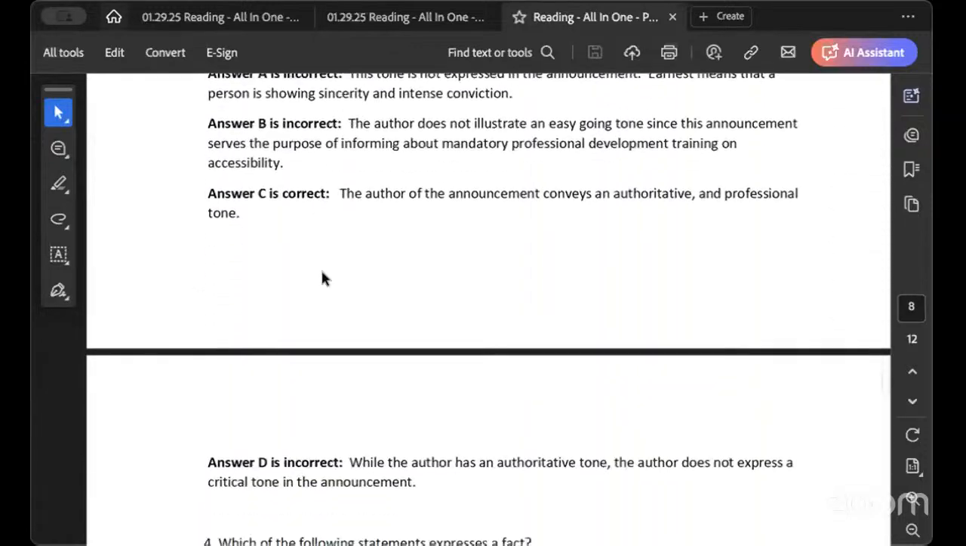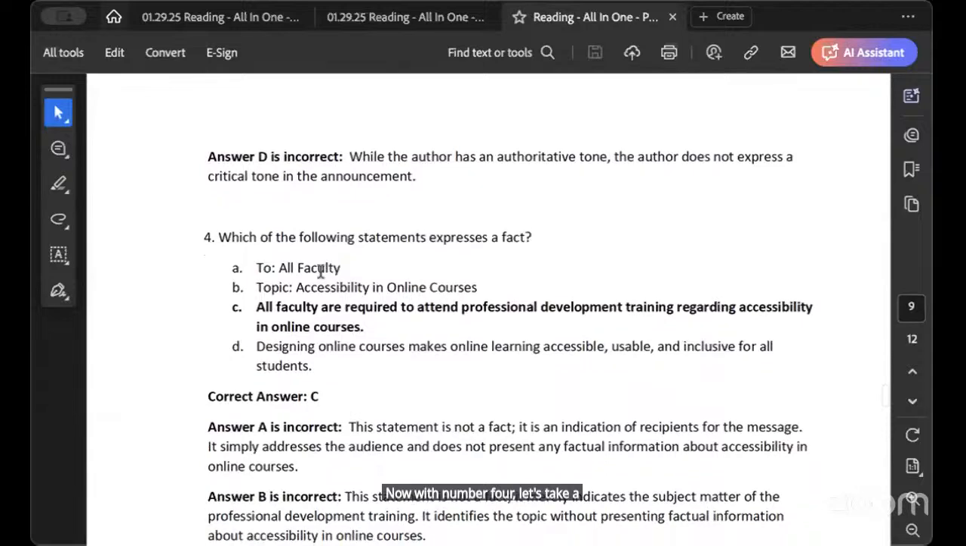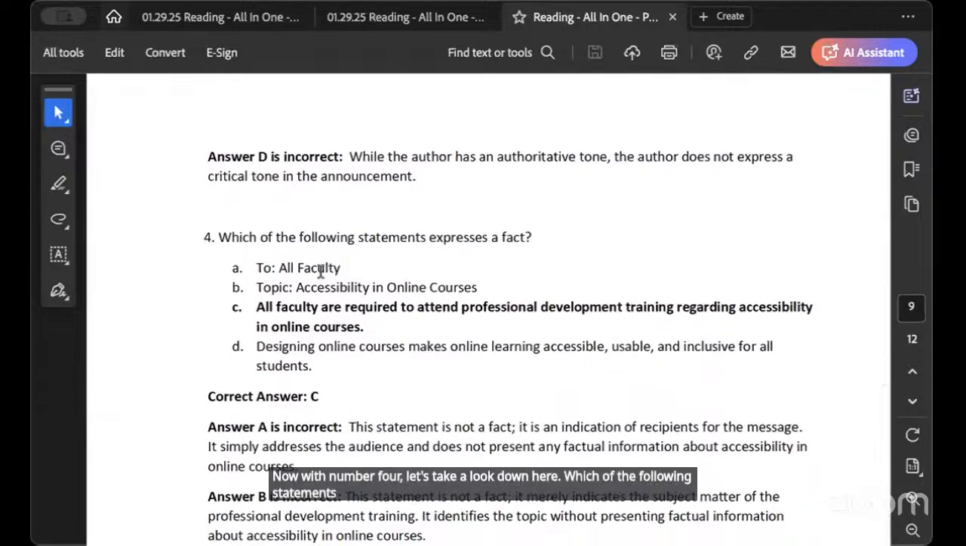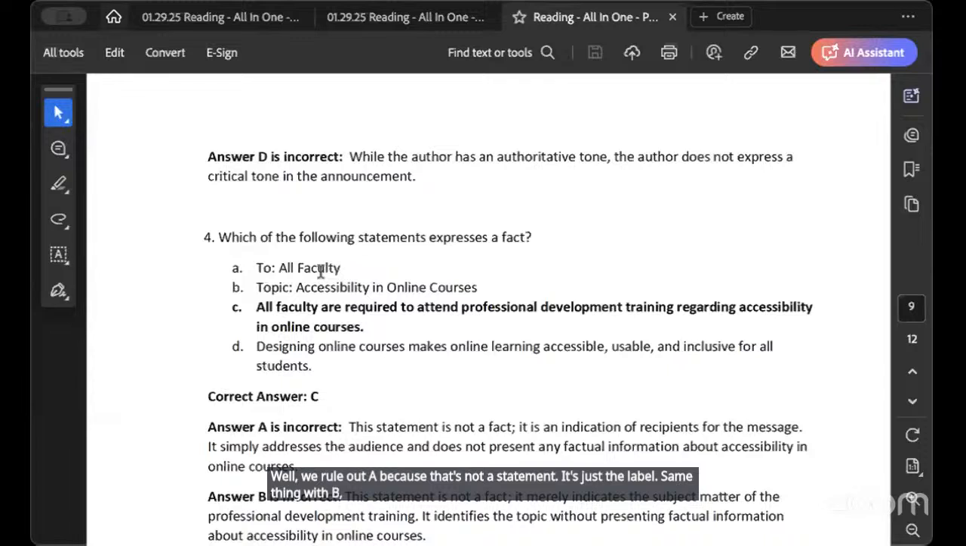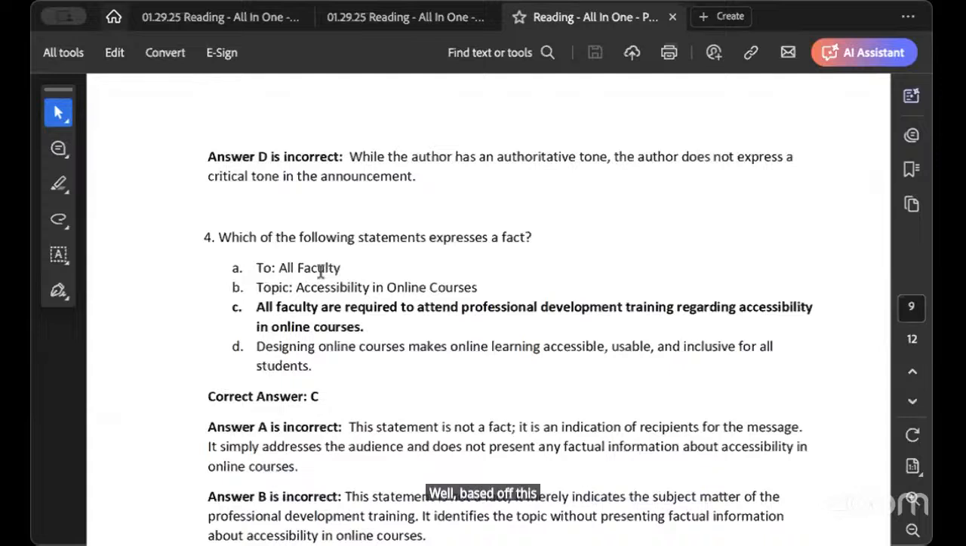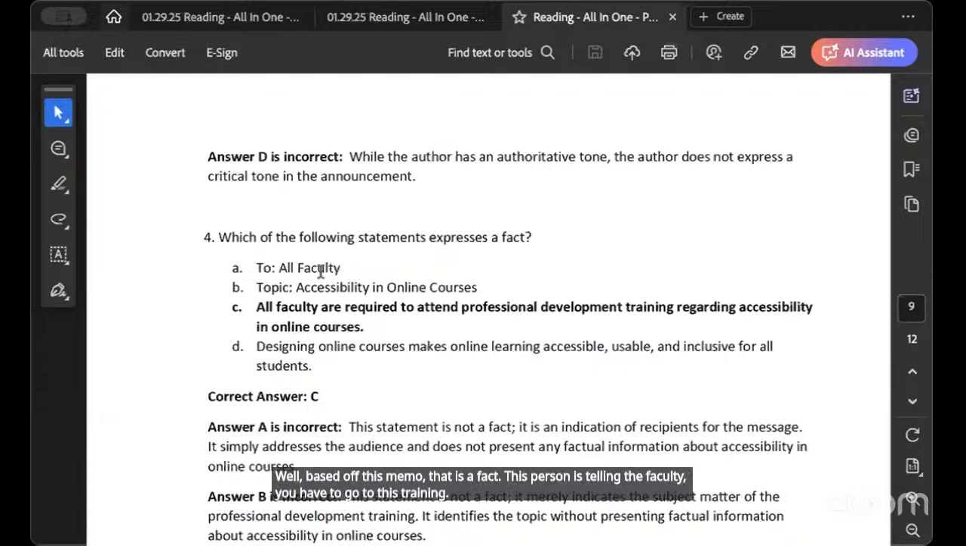Now with number 4, let's take a look down here. Which of the following statements expresses a fact? Well, we rule out A because that's not a statement. It's just the label. Same thing with B, topic, accessibility, and online courses. So A and B are automatically ruled out because those aren't actual statements. A statement would be a complete sentence. So C and D are the only two that I can actually evaluate. All faculty are required to attend professional development training regarding accessibility and online courses. Well, based off this memo, that is a fact. This person is telling the faculty, you have to go to this training. No ifs, ands, or buts about it.